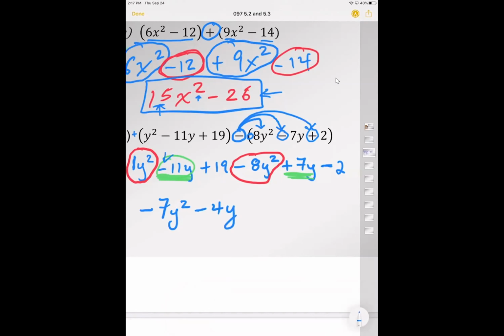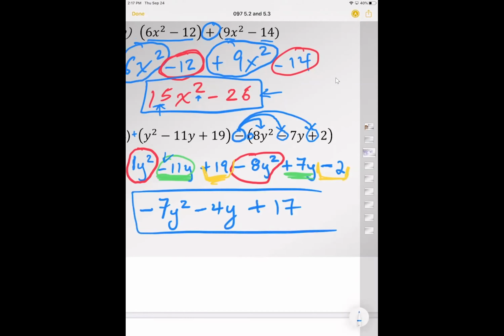And lastly, hopefully you see, what do we have? We have 19 take away 2. And 19 take away 2 is very doable. We will have a positive 17. And this, ladies and gentlemen, is our answer, because the y squared and the y are unlike terms. You cannot combine them.